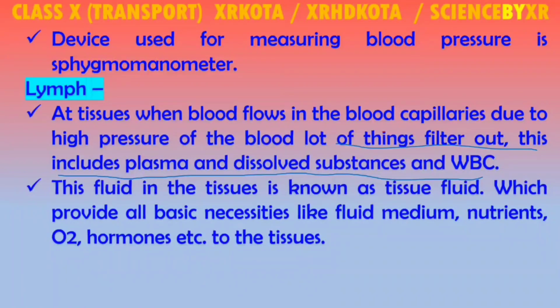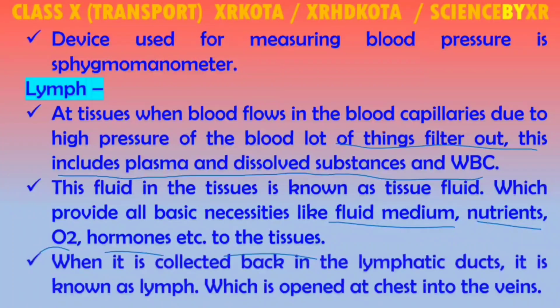And tissue fluid is important in order to provide a fluid medium to the tissues, which is necessary for all the living cells. Then it provides nutrients, it provides oxygen, it provides hormones, etc. to each and every tissue. It also has WBC in it. Okay, and the WBC will help in killing the foreign bodies and preventing us from various types of infection.